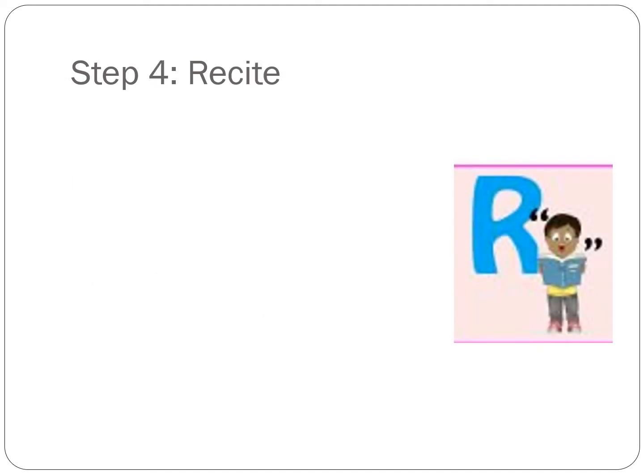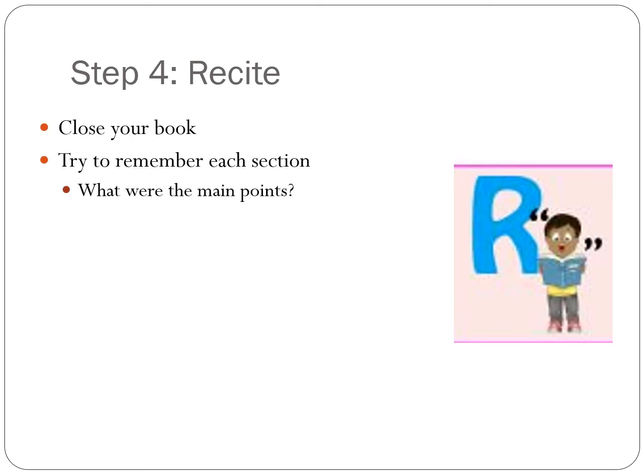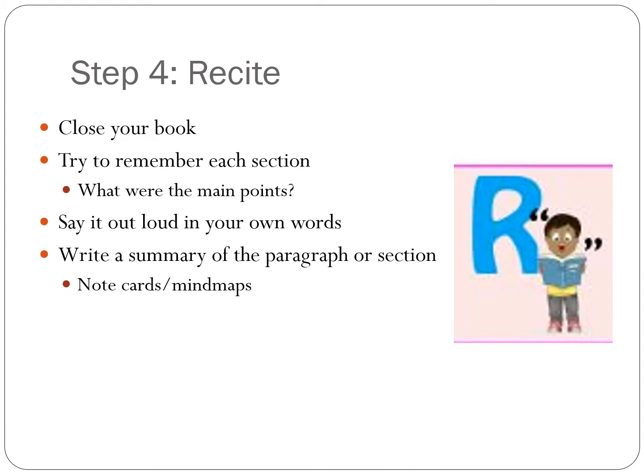Step 4 is to recite what you have read. First, close your book. Try to remember what were the main points made in each section. You can also try to answer the questions you made in step 2. Say it out loud in your own words. You can make a summary of the section or make notes or mind maps.